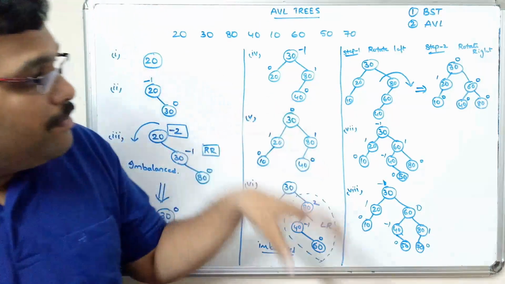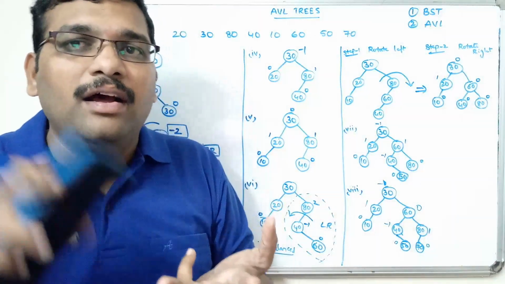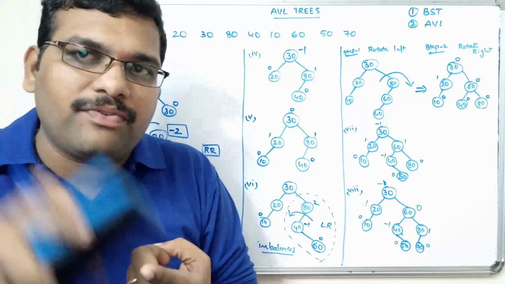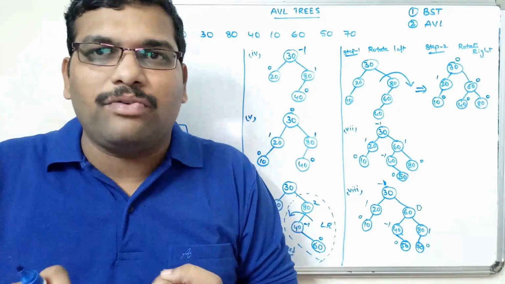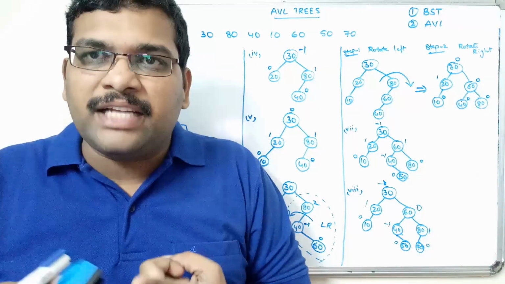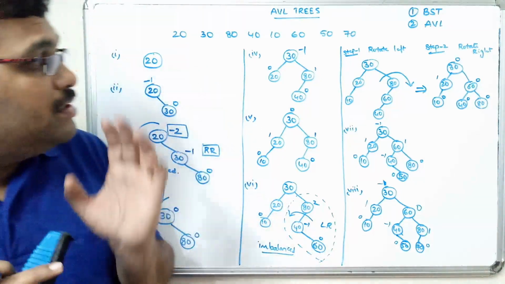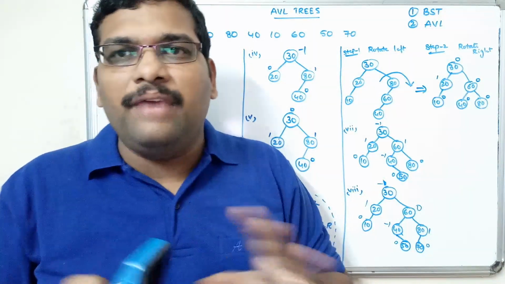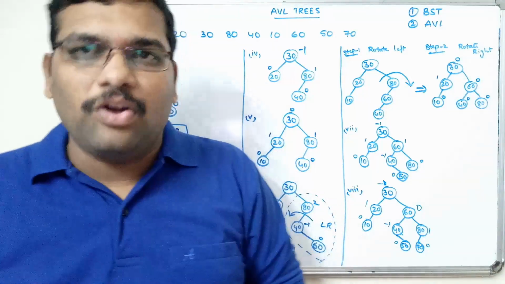Right? Here LR rotation and RL rotation are two-step processes. In the LR rotation, first we have to apply the left rotation, and then in the second step, we have to apply the right rotation. Coming to the RL, first we have to apply the right rotation, in the second step we have to apply the left rotation. Right? So this is how we have to insert elements into the AVL tree. This is simply what we call the construction of an AVL tree.